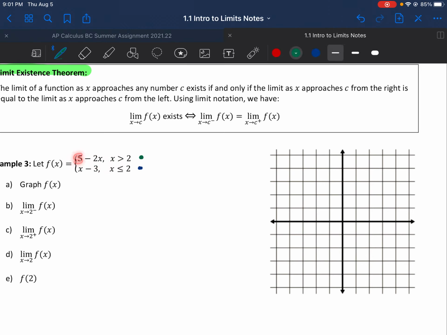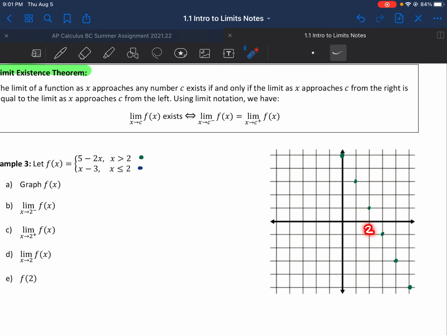The y-intercept is 5, so let's put a point at 5. 1, 2, 3, 4, 5. We can see the slope is negative 2 over 1. So we would go down to the right 1, down to the right 1, get a bunch of points, right? We've done this in algebra. So if I connected this with a line, that's what 5 minus 2x would look like. But we only want it to look like 5 minus 2x when x is exclusively bigger than 2.